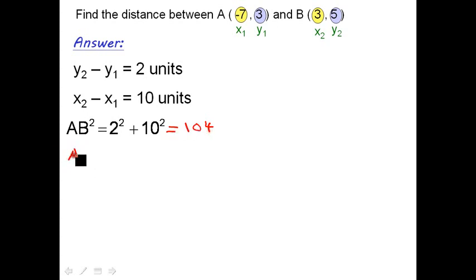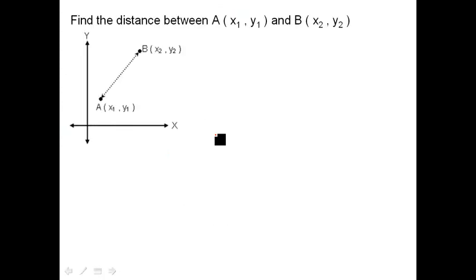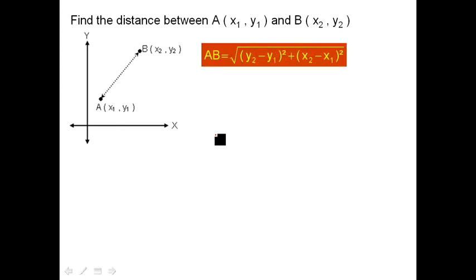So AB will be square root 104. Now we must write all these steps in one rule. Let's see the rule. If we have 2 points A (x1, y1) and B (x2, y2), the distance between A and B is the square root of (y2 minus y1) to the power of 2 plus (x2 minus x1) to the power of 2.